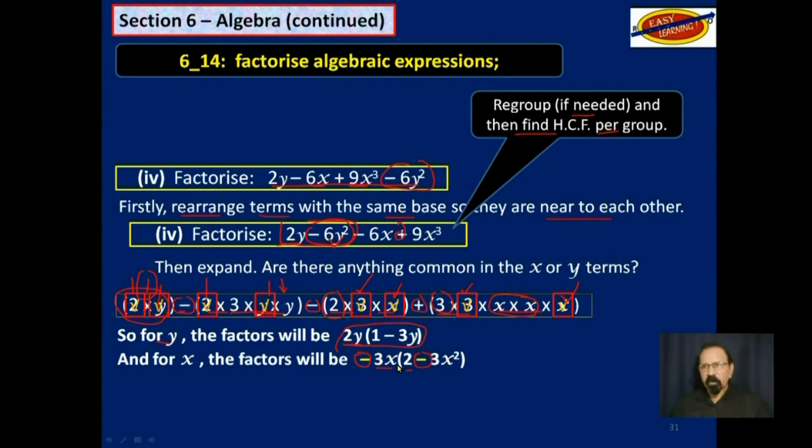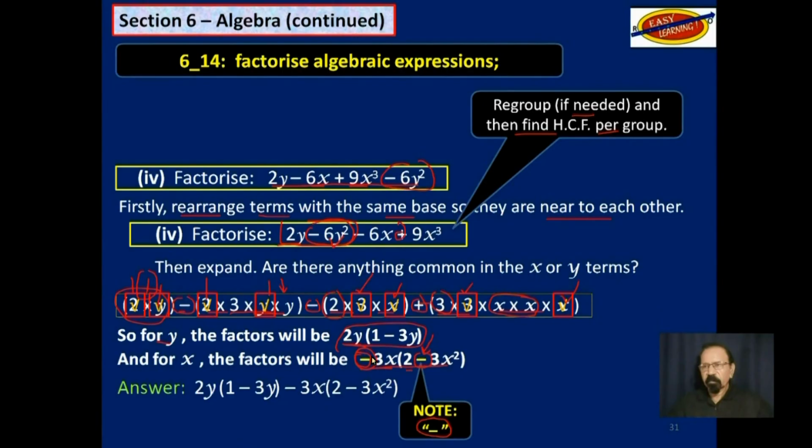So this plus here actually becomes a minus, because once you expand this, you want to make sure that you get back the original. So please take note of that negative there, as well as this minus sign here. And so what we get is 2y multiplied by 1 minus 3y, that's the first part, minus 3x multiplied by 2 minus 3x squared. So this is the answer to that.